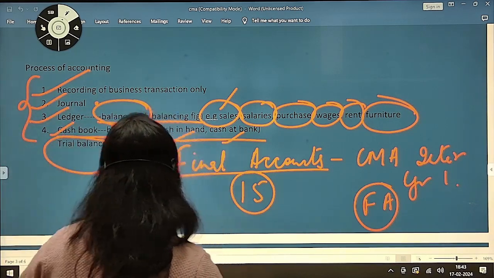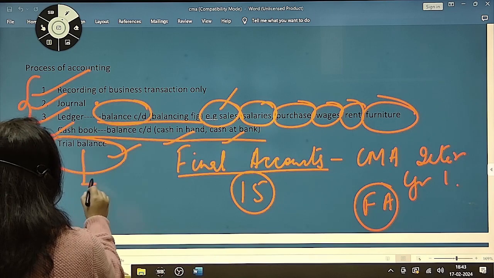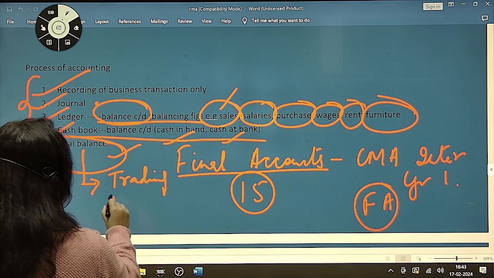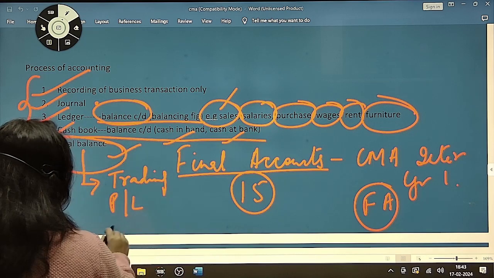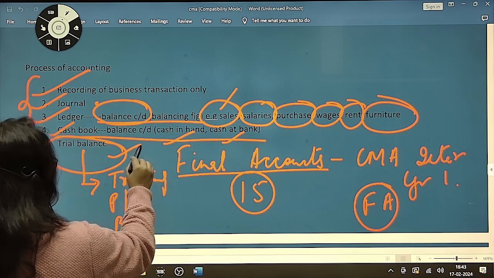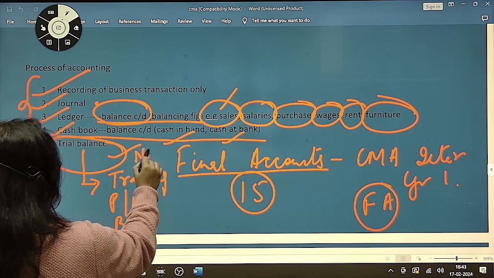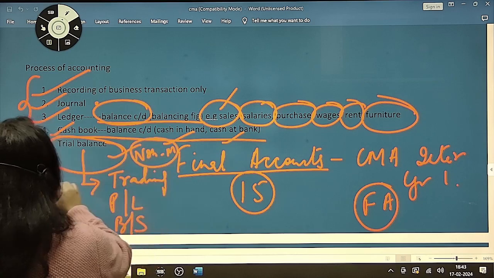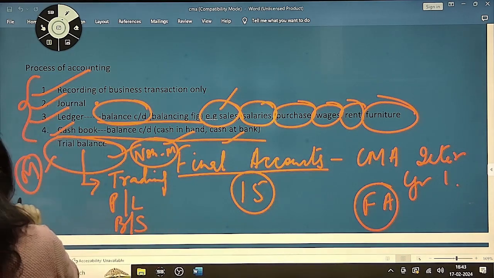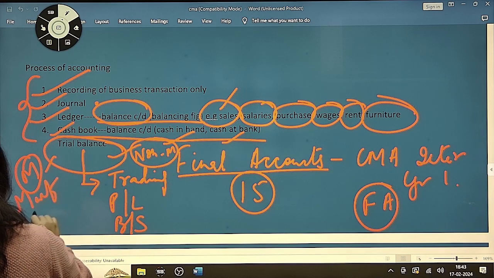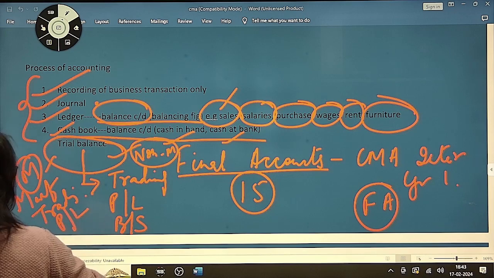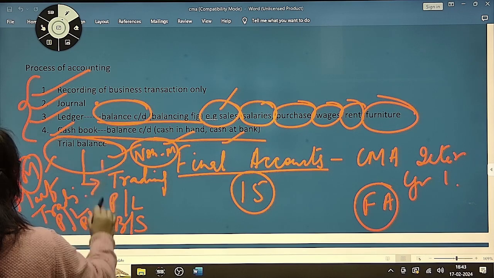Fine. So from the trial balance, what can we prepare? We can prepare a trading account, a profit and loss account, and a balance sheet. That is in the case of a non-manufacturing company. If it's a manufacturing company, you have to prepare a manufacturing account, then a trading account, then a profit and loss account, then a balance sheet.